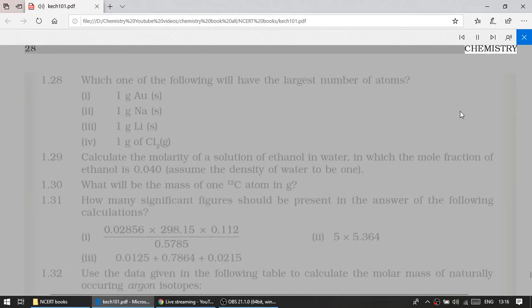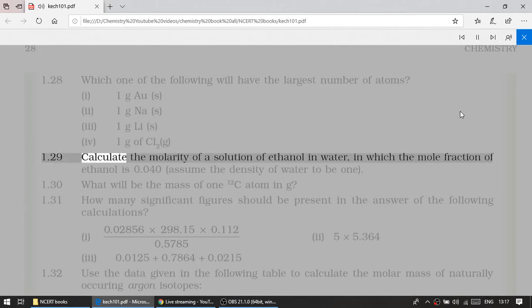1.28 Which one of the following will have the largest number of atoms? 1. 1 g Au(s), 2. 1 g Na(s), 3. 1 g Li(s), 4. 1 g of Cl2(g). 1.29 Calculate the molarity of a solution of ethanol in water, in which the mole fraction of ethanol is 0.040.